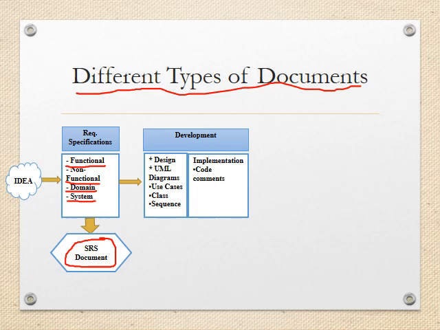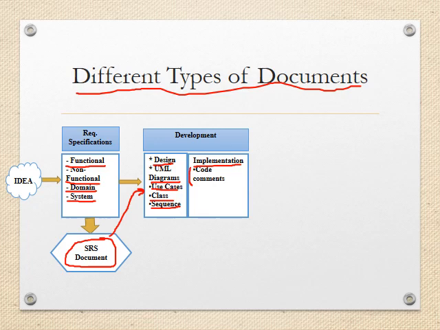The SRS document will be the input for the next phase, which is the development. During the development, we design and implement the software. This kind of document will be the input for this phase. So designers, in order to design their software, need to have a full description of the requirements for the software. During this phase, we create UML diagrams, use cases, class diagrams, sequence diagrams, and different types of diagrams. And during the implementation, we usually document our code using what we call code comments within the code.